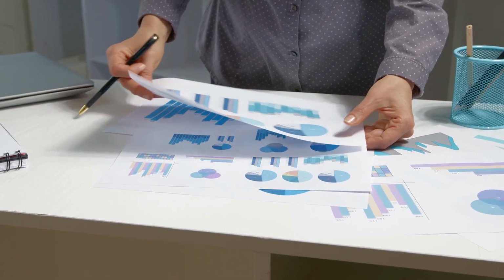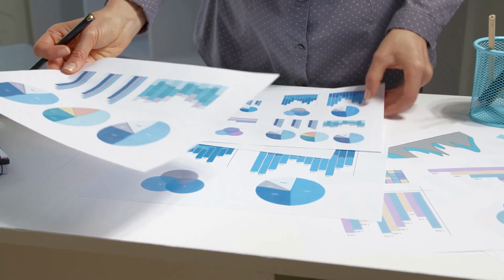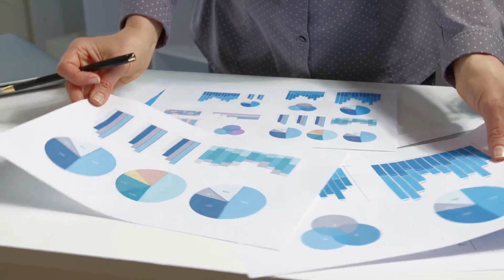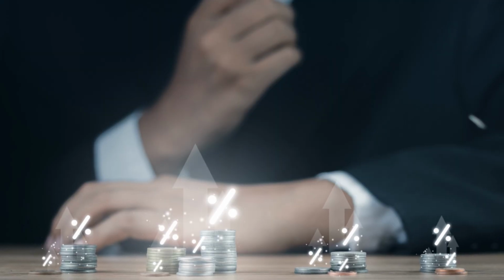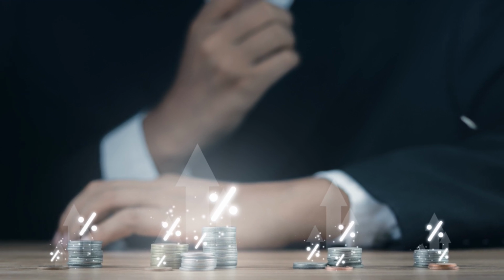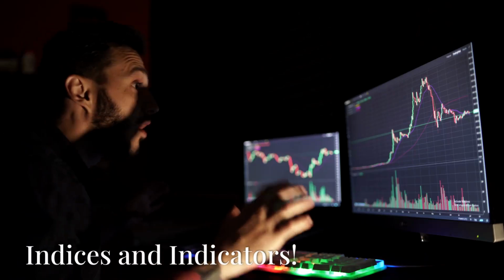Top-down analysis is all about having a systematic approach to trading. It allows us to be strategic rather than reactive, which is essential for long-term success. It helps you make informed decisions based on solid research and analysis. This way, you're not just guessing or going with your gut feeling. So buckle up and let's dive into the exciting world of top-down analysis. This journey will equip you with the tools and knowledge to navigate the markets with confidence and precision.